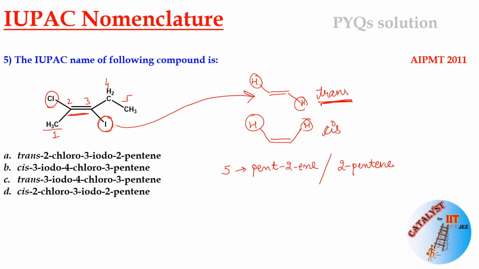or else you can also write 2-pent-ene. Okay, now in alphabetical order, you know that C comes before I, so you have to add 2-chloro and 3-iodo, 2-pentene. Now you know that we have to add this trans terminology. So this is the correct option for the IUPAC name of this compound, because trans-2-chloro-3-iodo-2-pentene is the correct IUPAC name for this compound.